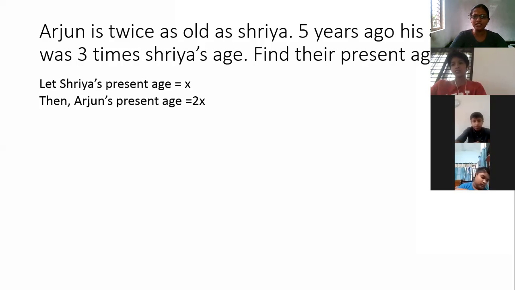And there is one more thing given in our question. 5 years ago, his age was 3 times Shreya's age. Then what should be the age of Shreya before 5 years? Now, her present age is x years. And what was her age before 5 years? Minus 5x. Is it minus 5x? 5x. Is it 5x?